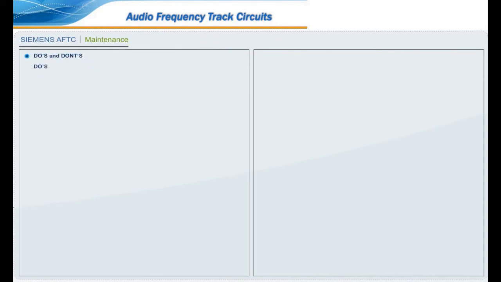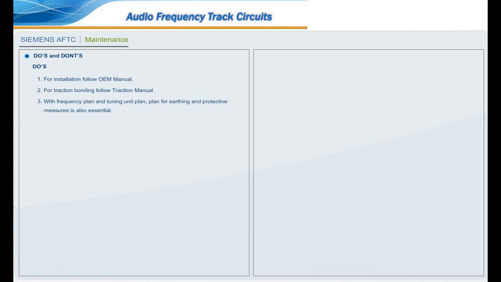Do's and don'ts. Do's. For installation, follow the OEM manual. For traction bonding, follow the traction manual. The frequency plan and tuning unit plan for earthing and protective measures is also essential. Directionality test for S-bond is a must. After adjustment of gain in the receiver 1 board, do TSR testing. Do the adjustment of track circuit in best ballast condition.